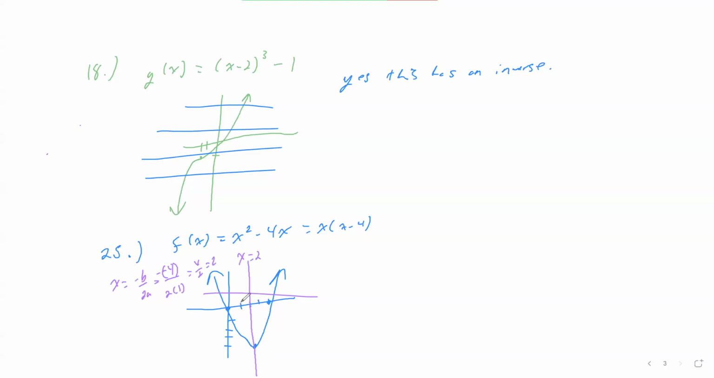If I restrict my domain to basically be from 2 to infinity, including the 2, I can now have my restricted domain. Or you could technically do negative infinity to 2 as well. But either way, if I just took half of the quadratic, then I could see if they cross or not.